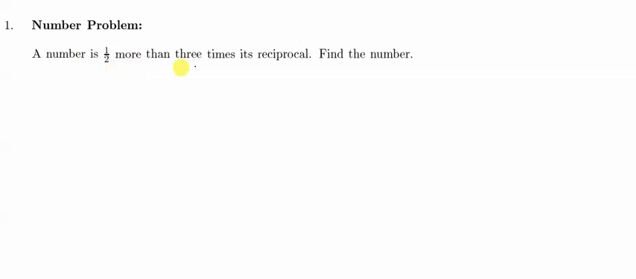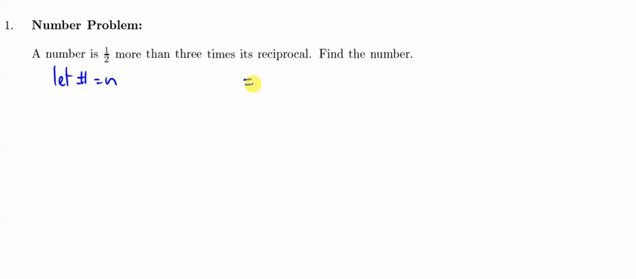A number is half more than 3 times its reciprocal. Find the number. For starters, let's define a variable. So we'll say, let the number equal n. Try to choose a variable that connects to the situation, n for number in this case. Now, we want to translate the English sentence into a math sentence.